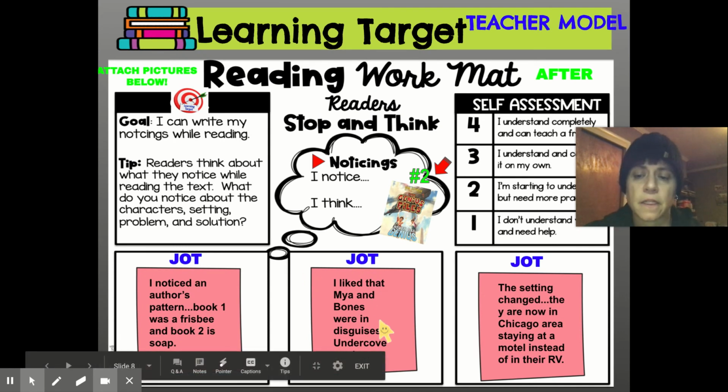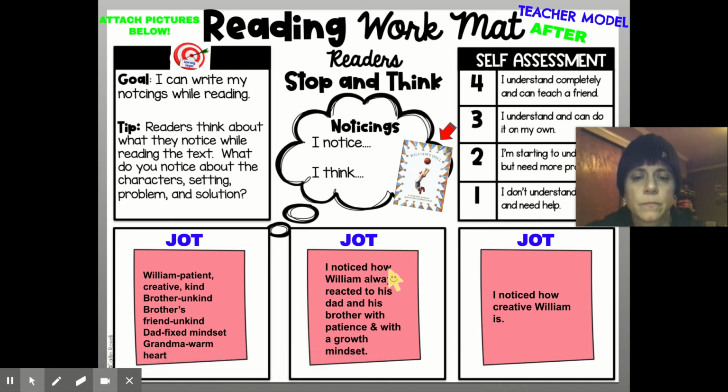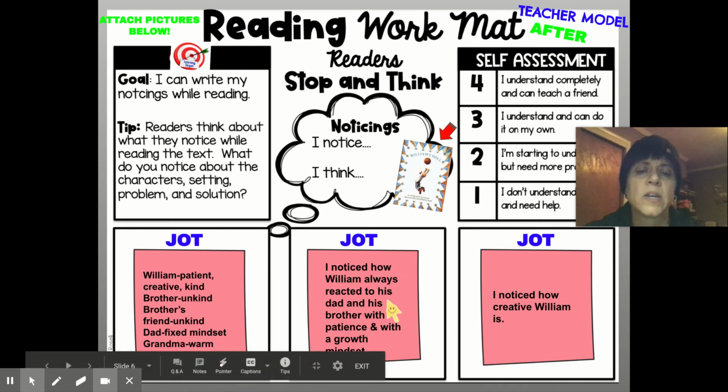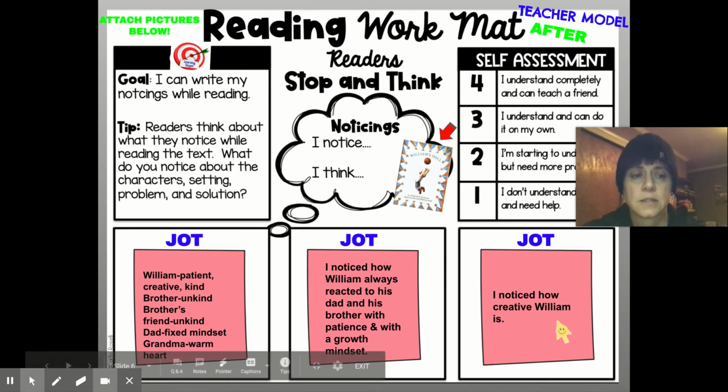Okay, the second thing I noticed was how William always reacted to his dad and to his brother with patience, and because he always had a growth mindset, he was always very kind.